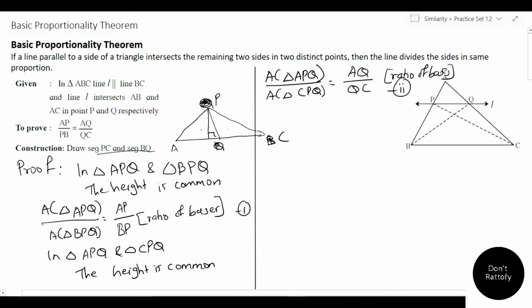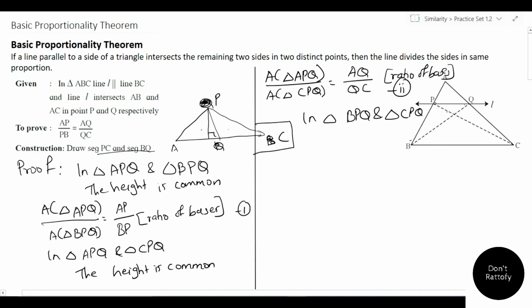Okay. Now we'll take another set of triangles. In triangle BPQ and triangle CPQ. Now understand this one part. I will just draw it for you here. I have this part. Triangle BPQ and triangle CPQ.